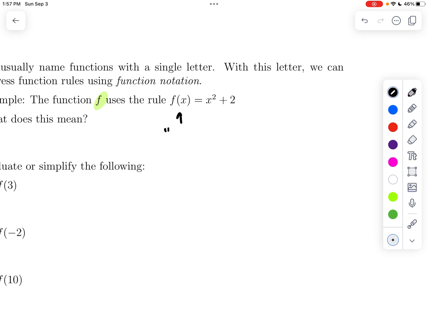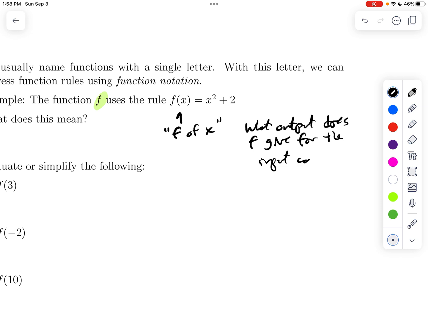This is not multiplication. So f of x is basically telling us what output f gives for the input called x. This is really just another way of describing the function rule, but it does it in a way where we can talk about multiple functions at the same time. If we call everything y, it gets confusing.